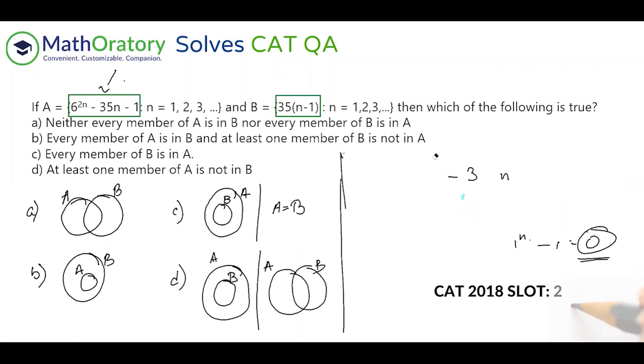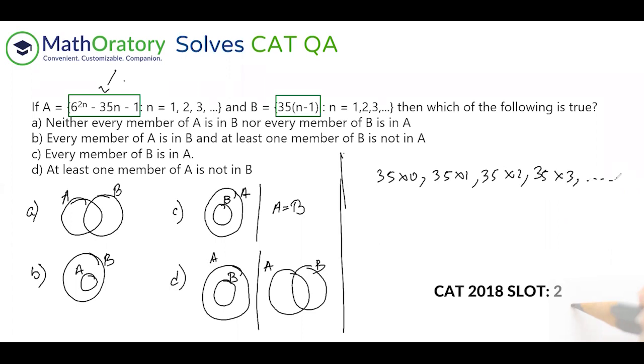Let me just explain why I'm focusing on that. If you check the elements of B, that will be 35 into 0, 35 into 1, 35 into 2, all these numbers, right? All these numbers will be part of B, n equal to 1, 2, 3, and so on. This is the set B, by the way. But set A, the first term is 0. The second term is a multiple of 35, but that itself skips a lot of multiples here, isn't it?